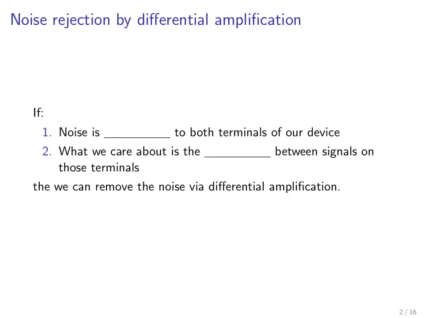First, if noise is common to both the terminals of our device, that is, if the same voltage appears on both terminals of the device relative to ground, and if what we care about is the difference between the signals on those terminals, that is, if the physiological signal that we actually care about measuring can be obtained by subtracting the signals on the two terminals, which happens in a surprising number of situations, then we can remove the noise via differential amplification.